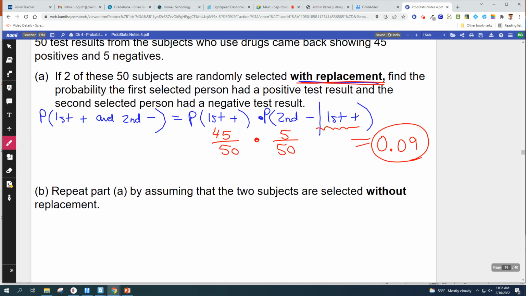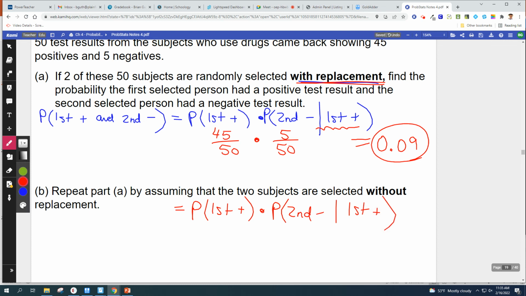Now, part B says repeat part A by assuming that the two subjects are selected without replacement. So the difference is I've got a file folder, I pull one out, it's positive, and I set it on the desk over there. And now I've only got 49 in my file folder. So it's the same formula: the probability that the first one is positive times the probability that the second one is negative, given that the first one is positive.